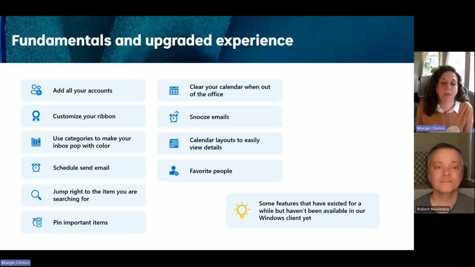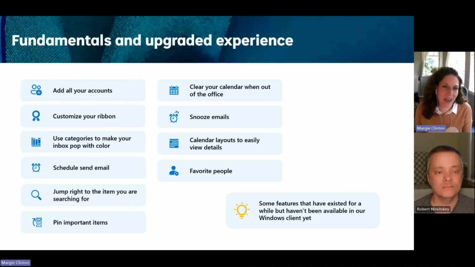So things like being able to add all of your account types, being able to have the ribbon customization that I was showing you, being able to use categories and other things like calendar layouts to be able to tune how it looks for you, as well as productivity things that people really love. For example, schedule send email, or one of the favorite ones that is called out as people really loving, and I personally love it as well, is being able to pin important items to the top of your mailbox. So it sits up there until you go and get it taken care of.